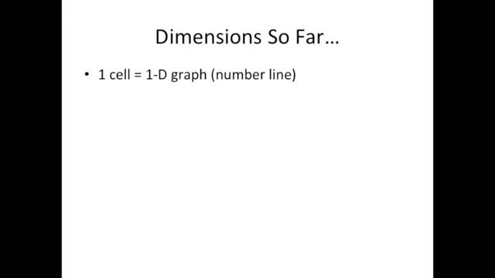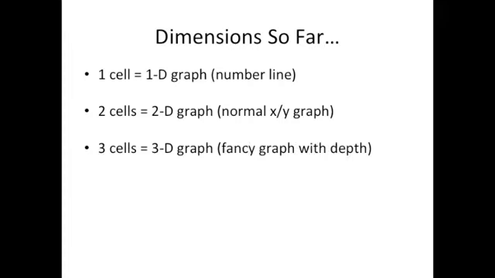If we have 1 cell's worth of data, we only need to have a 1-dimensional graph, which is just a number line. If we have data from 2 cells, then we need a 2-dimensional graph, which is just an XY graph that we learned about in 5th grade. If we have data from 3 cells, then we need a 3-dimensional graph. That's a fancy graph with depth.